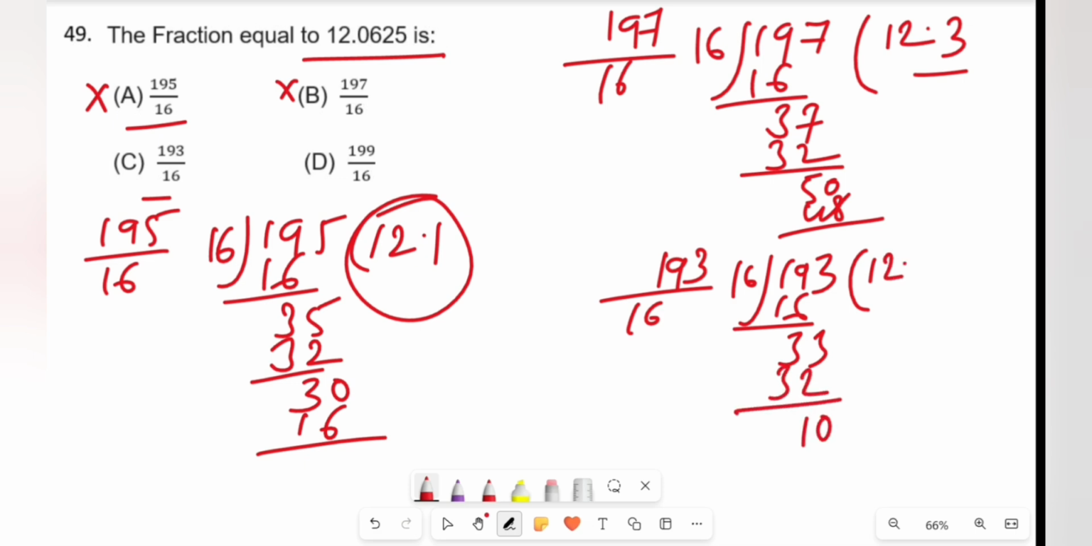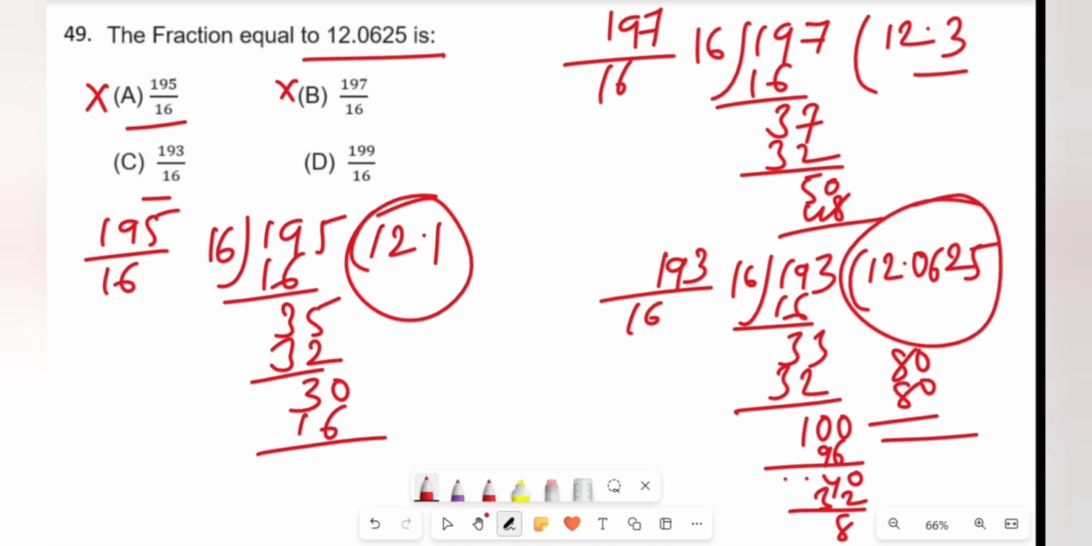Put the decimal point and it is not dividing, so keep 0. Okay. 16 6s and here take 0 again. Okay. 16 twos. We will get 8 as a remainder. Okay. Finally 16 5s. So 12.0625 is the right answer. That is option C. Let us move on to the next question.